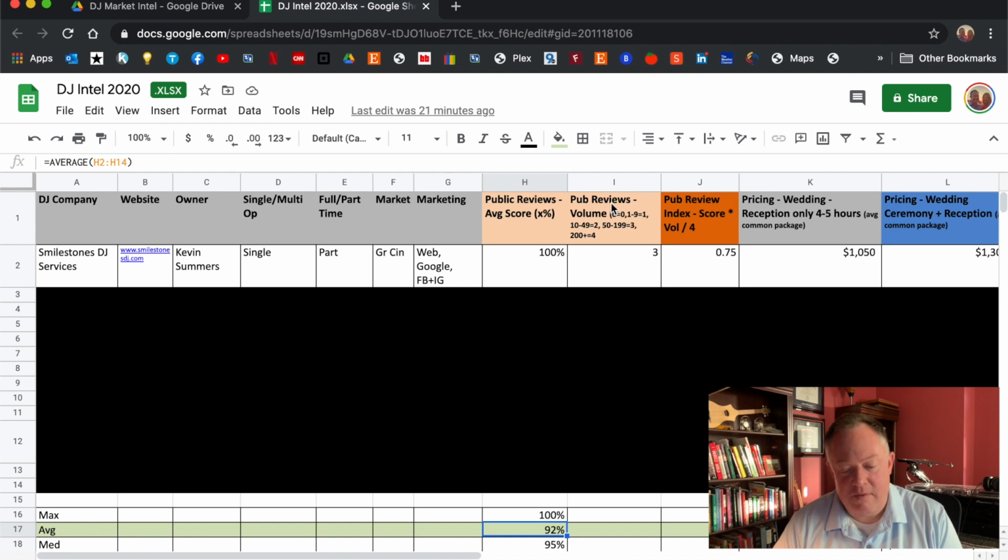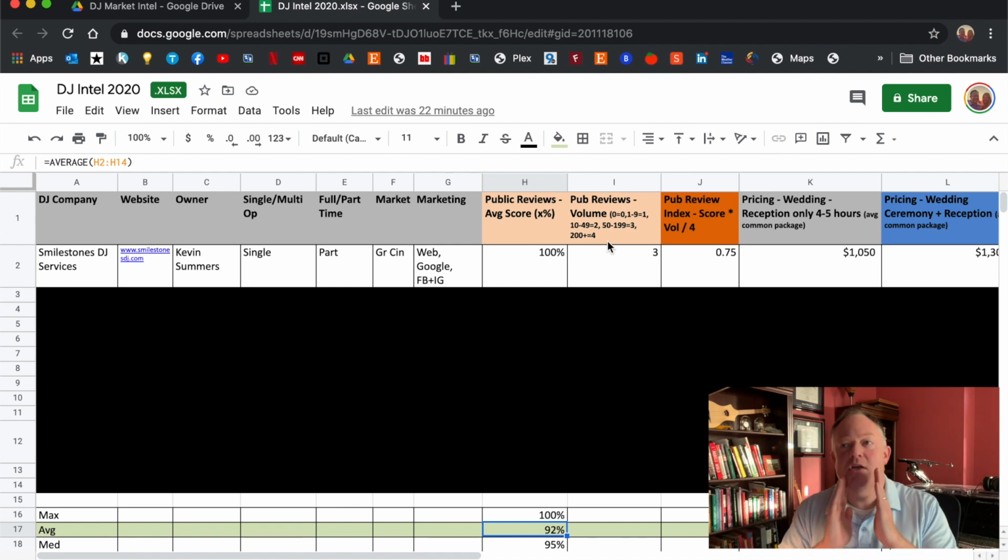Now, public reviews volume, this is a multiplier because I wanted to weight a little more heavily those competitors that have a large number of reviews versus those who have just a few out there in the public realm. So public reviews, you can see I used a little key system here, where 0 reviews would be a 0. A review count of 1 through 9 would be a 1. A review count of 10 to 49 would be a 2, etc. Nothing magic about these distributions or these little groupings. It's just I wanted to create spread.